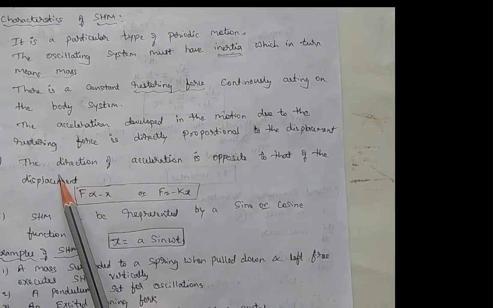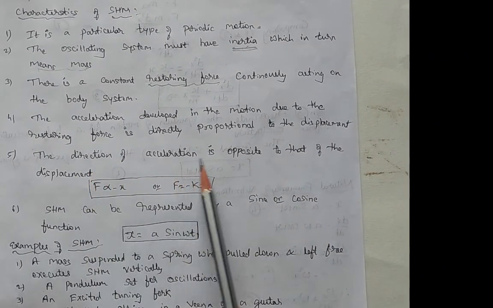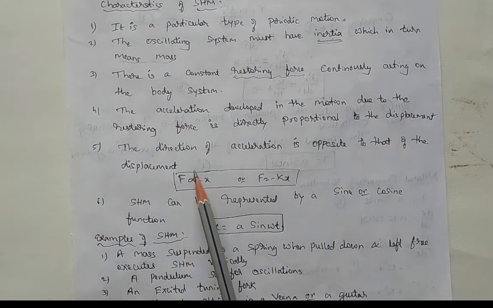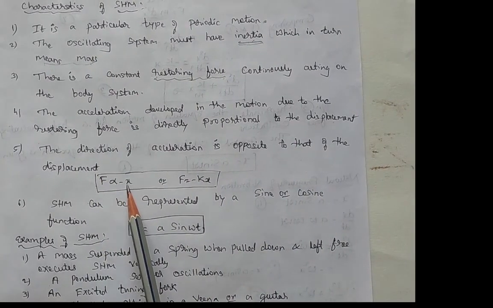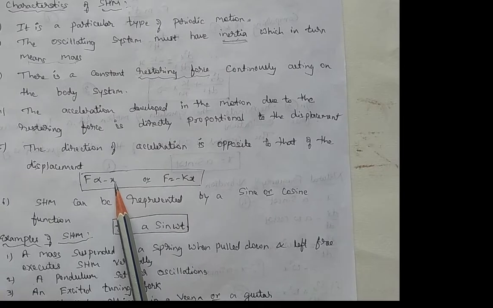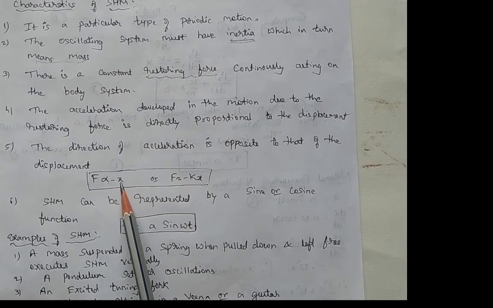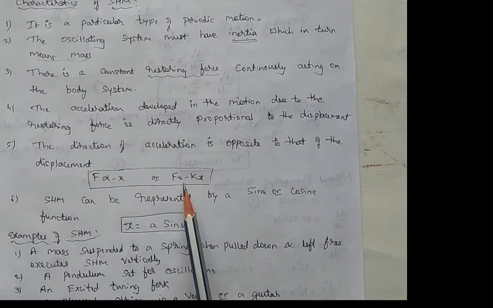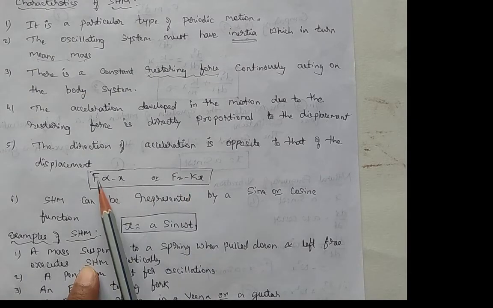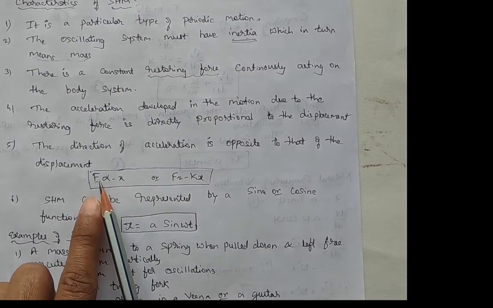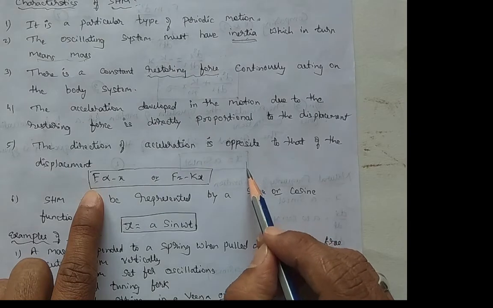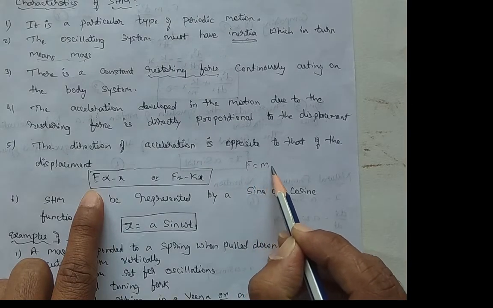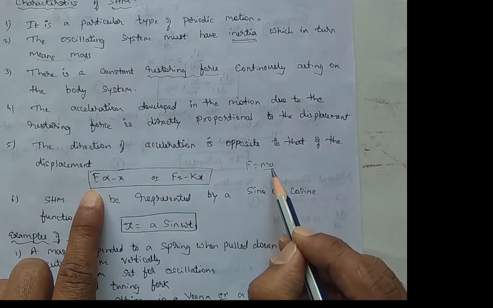The next one is, the direction of acceleration is opposite to that of displacement. F is proportional to minus x, they are opposite, or we write F is equal to minus kx. What is F? F is the force. We know that F is equal to m into a, mass into acceleration.